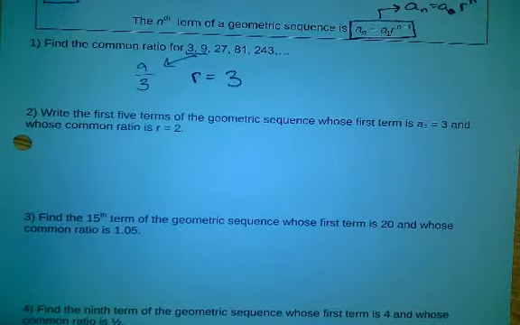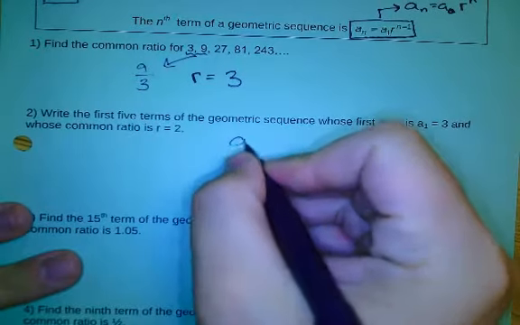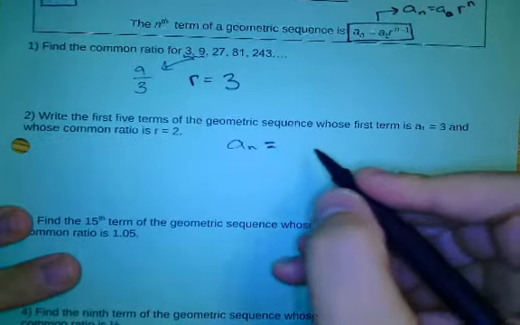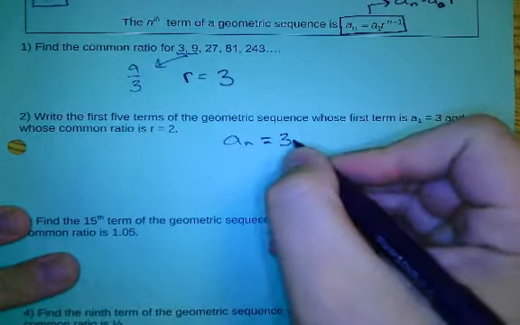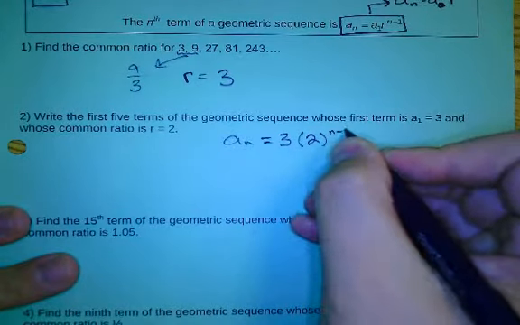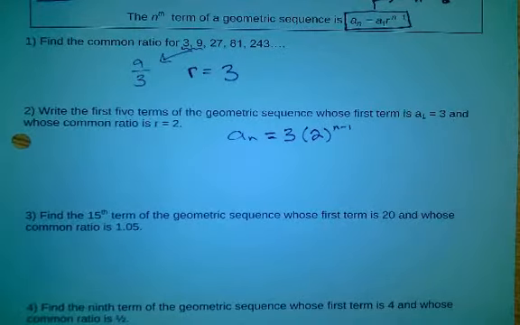Look at 2, write the 5 first terms when we have A1 is 3 and then the common ratio is 2. So the easiest thing is to write down our formula and then we can go from there. So what is A1? It's 3. The common ratio is, I always put it in parentheses, 2 to the n minus 1.